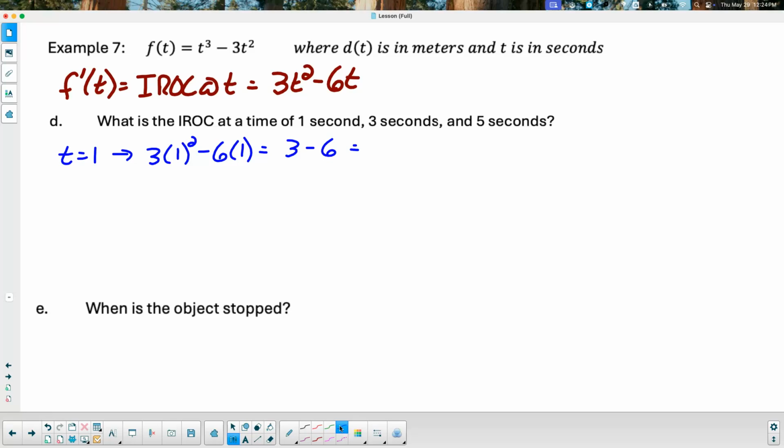So that gives me an IROC of negative 3 meters per second for t equals 1. Agree with that? What does that mean? Means I'm moving backwards, right? Okay. I started and I'm on a track and I'm supposed to be going that way, but instead of going that way, I'm going backwards. I'm going away from the pole in the opposite direction. Okay. T equals 3 was the next one.